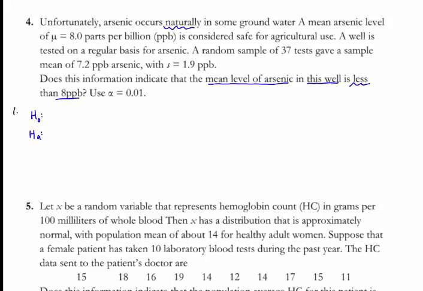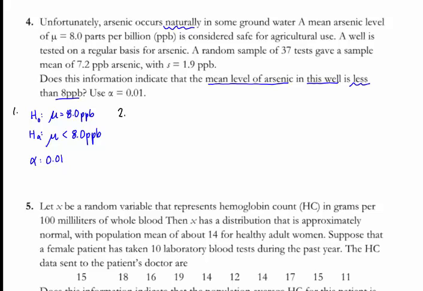So the null hypothesis is that the mean level of naturally occurring arsenic is 8 parts per billion, and we're testing to see if the level of arsenic in this particular well is less than 8 parts per billion. Alpha, the level of significance of the test, will be 0.01. So there we've gathered the important information in step 1.